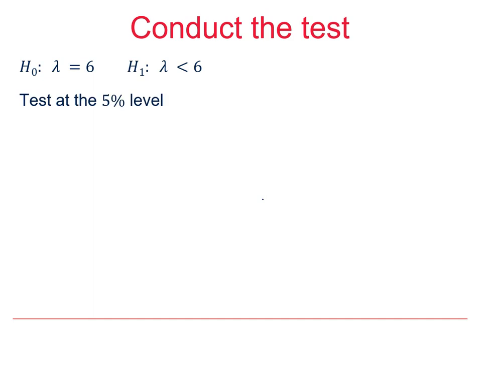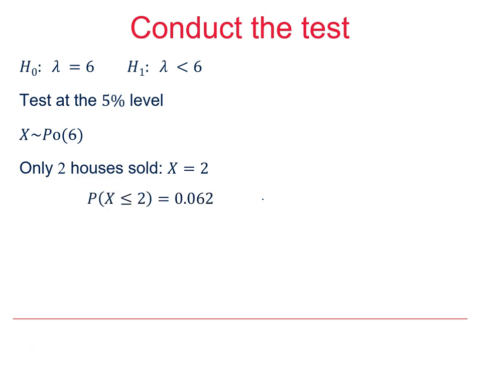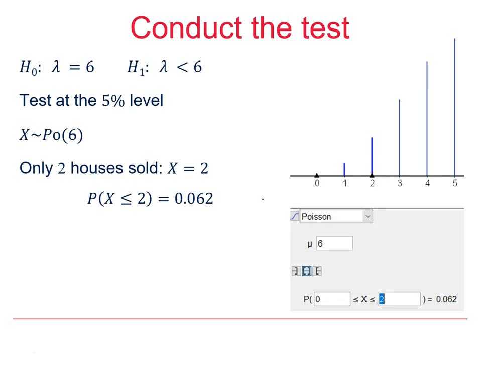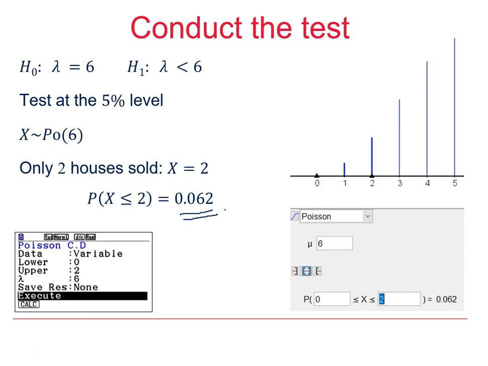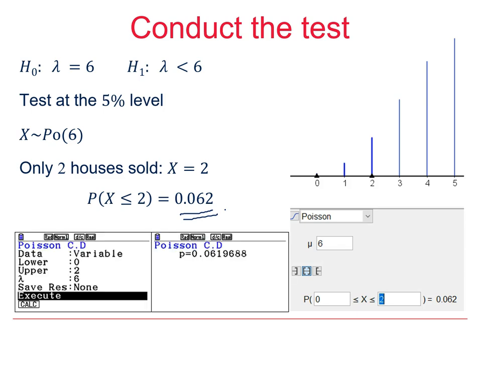So here we have our hypotheses. We've made note of the significance level. We know that our random variable follows a Poisson distribution where lambda is 6. We know we only had 2 houses sold, and finding the probability of 2 or fewer houses being sold, that left-hand tail, the probability that you can obtain from a calculator or from GeoGebra comes to 0.062. And that's what it would look like if you use the calculator.